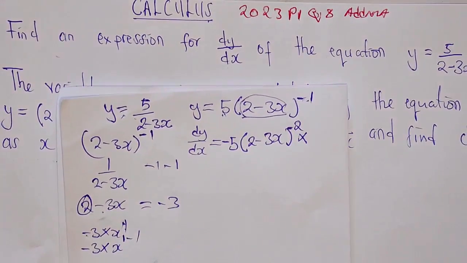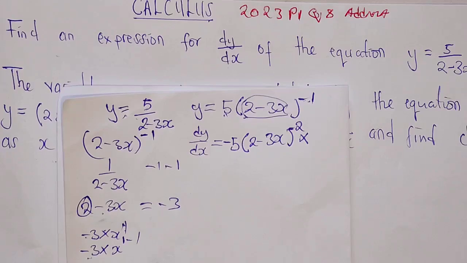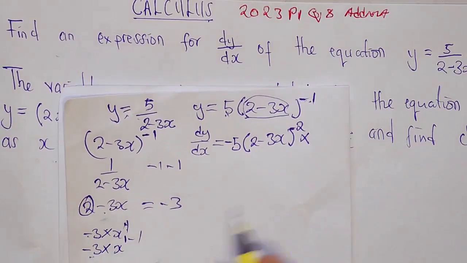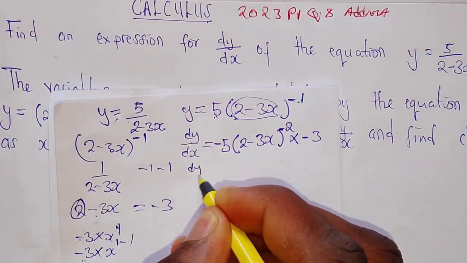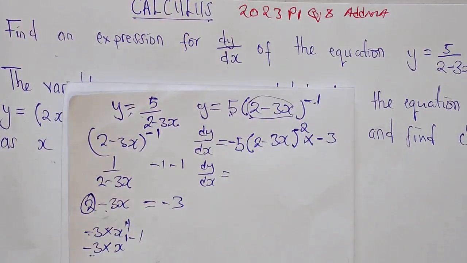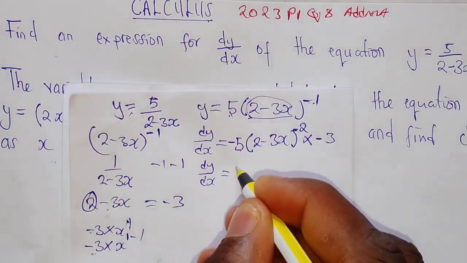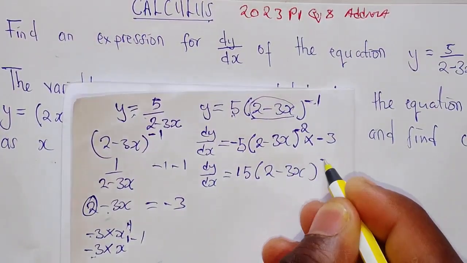What is 1 minus 1? It is 0. So we have negative 3 multiplied by x to the power 0. Any number to the power 0 is 1, so we have negative 3 multiplied by 1, which gives negative 3. Here we multiply by negative 3. Then we finish by saying dy/dx is equal to negative 3 multiplied by negative 5. Negative multiplied by negative is positive, so we have positive 15 multiplied by (2 minus 3x) to the power negative 2.